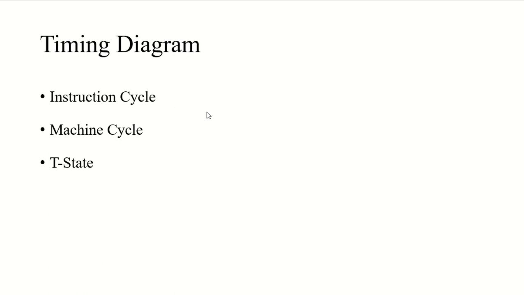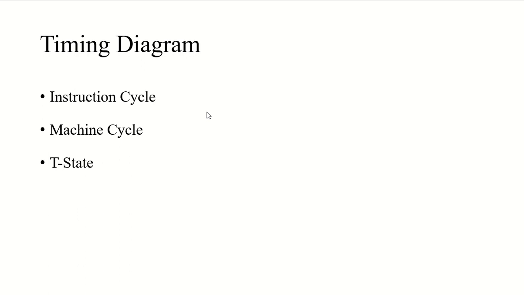Then we have the machine cycle. The time which is required by the microprocessor to complete the operation of accessing memory, or you can include input output devices, is called the machine cycle, right? So which operations does this perform? It performs operations like opcode fetch, memory read, memory write, IO write. We are going to learn about them in detail in this lecture only.